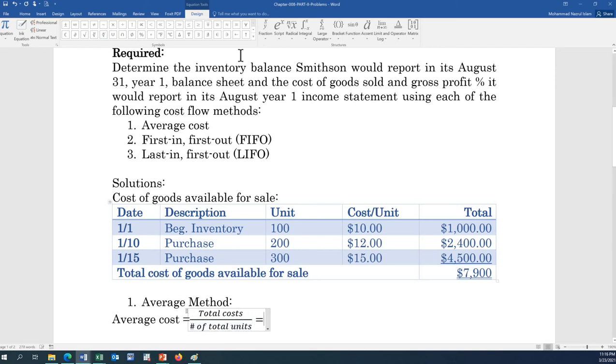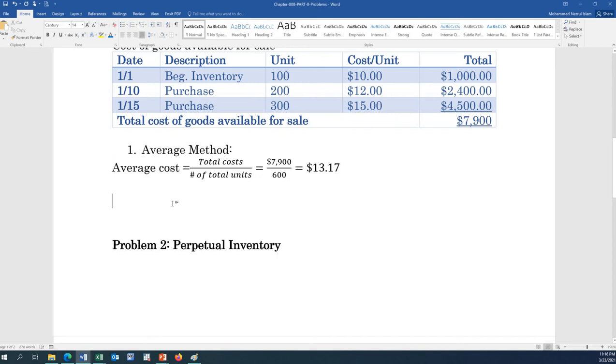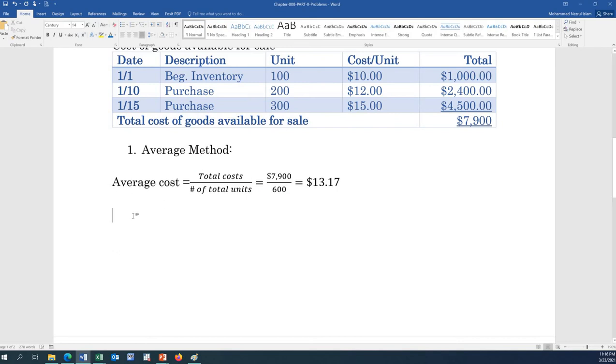So total cost is 7,900 and the total number of units is, as you can see, 600. So 100, 200 and 300, so total 600. So the average cost is 13.17. So this is the average cost.